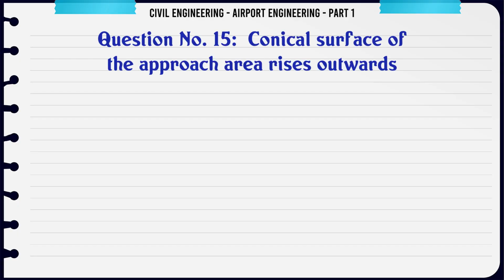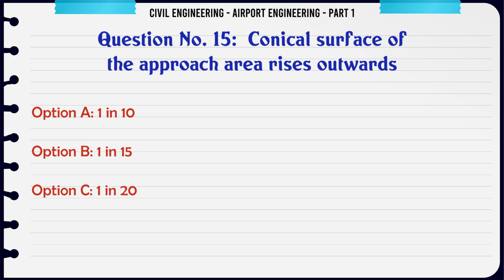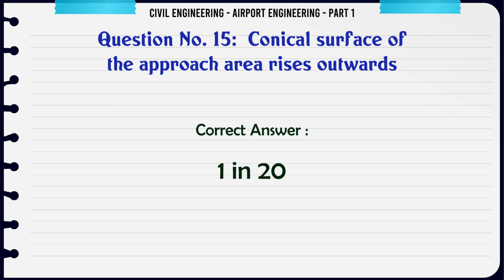Conical surface of the approach area rises outwards at A. 1 in 10, B. 1 in 15, C. 1 in 20, D. 1 in 25. The correct answer is 1 in 20.